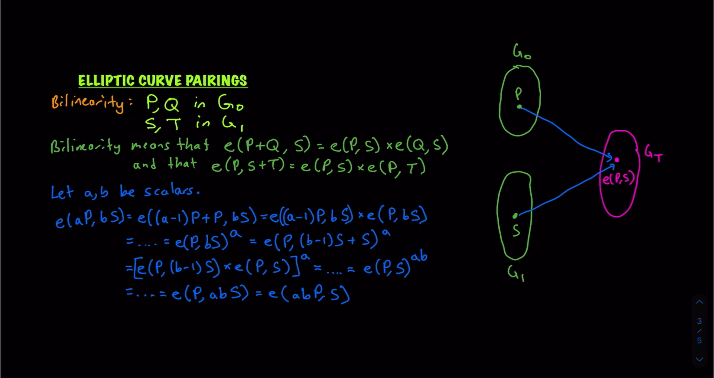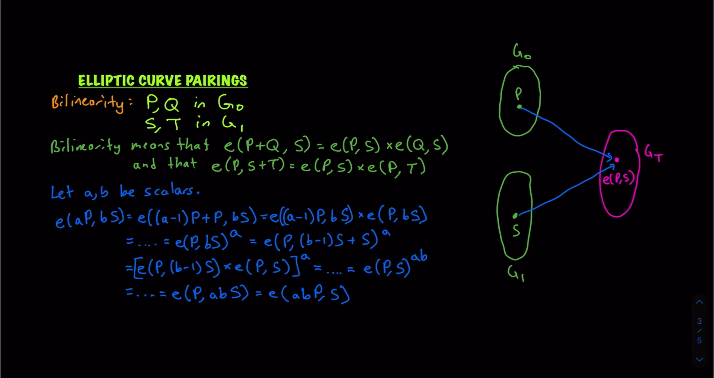The second property is non-degeneracy, which is really there just to prevent an edge case. It's basically saying that E needs to map these points in G0 and G1 to a scalar in GT that generates the whole group GT.